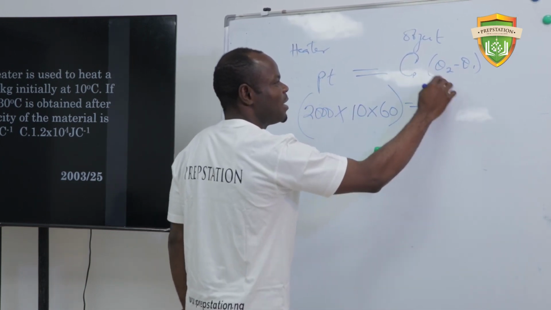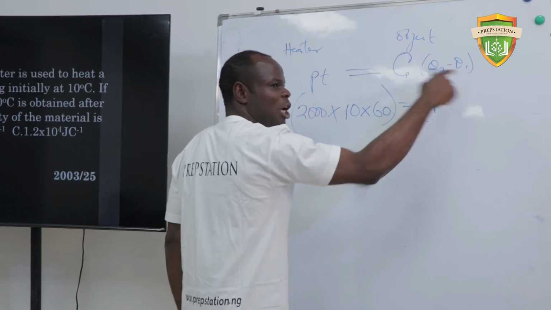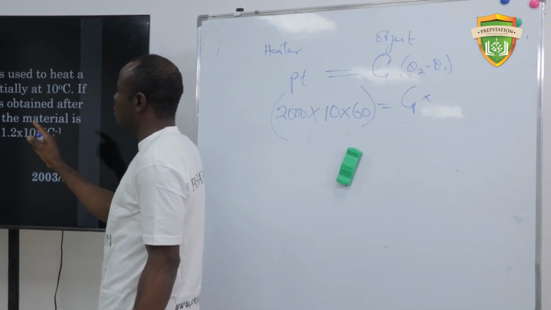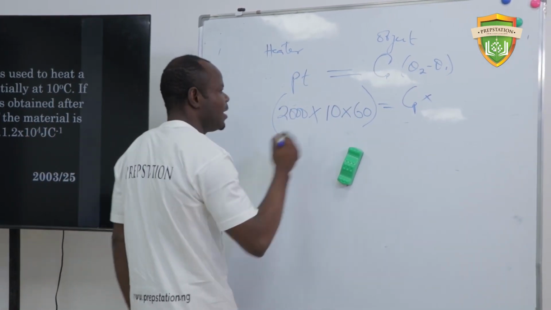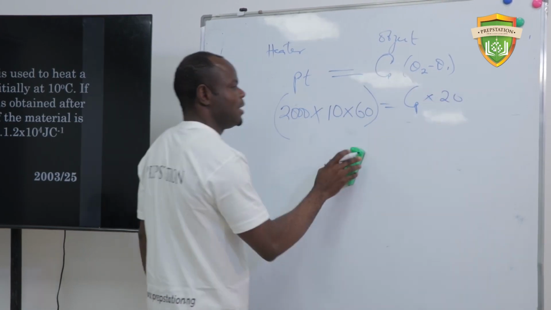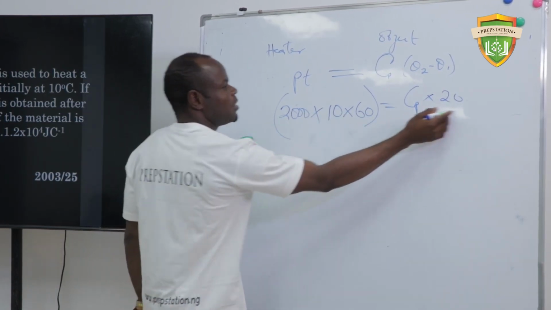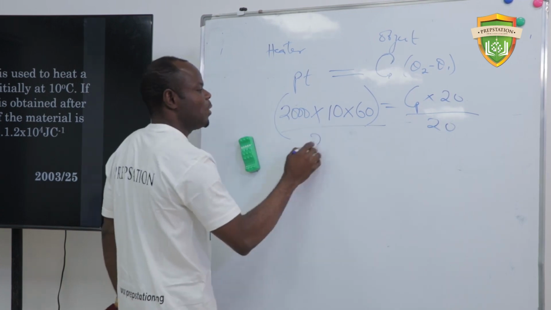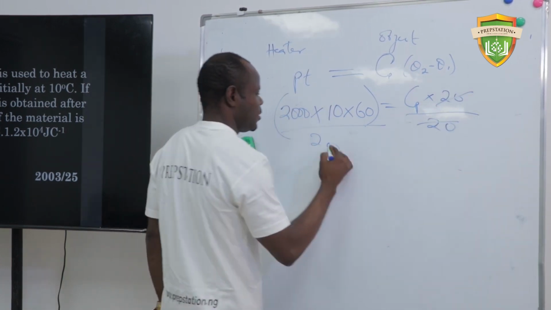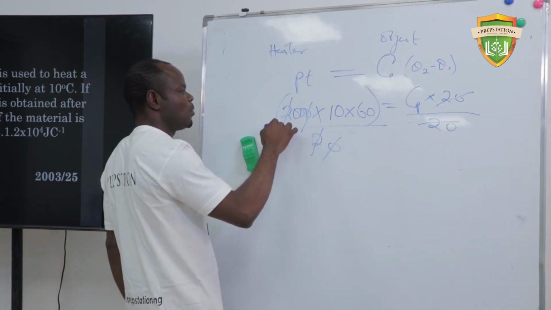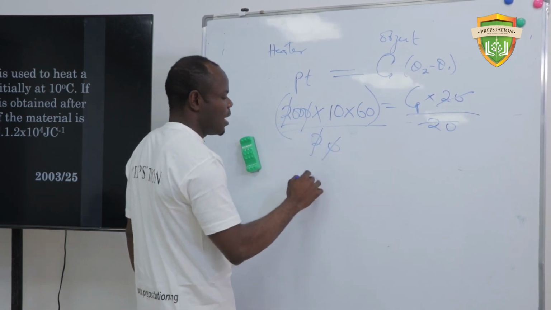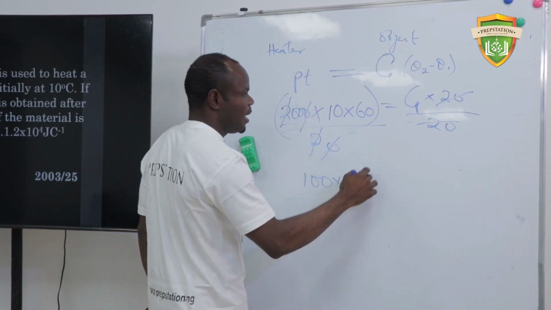That will be CP representing the heat capacity into change in temperature. What's our change in temperature? 30 minus 10 is going to be 20. So what do we do? We just divide straight away by 20. So this one goes, 0 takes guy, 2 takes this one. So that will now have 100 by 10 by 60.